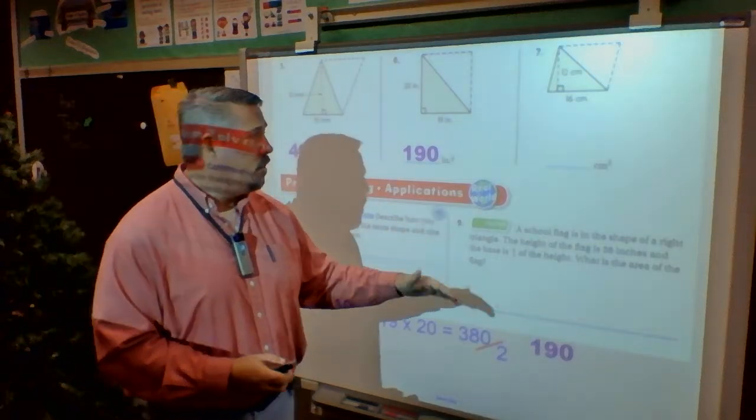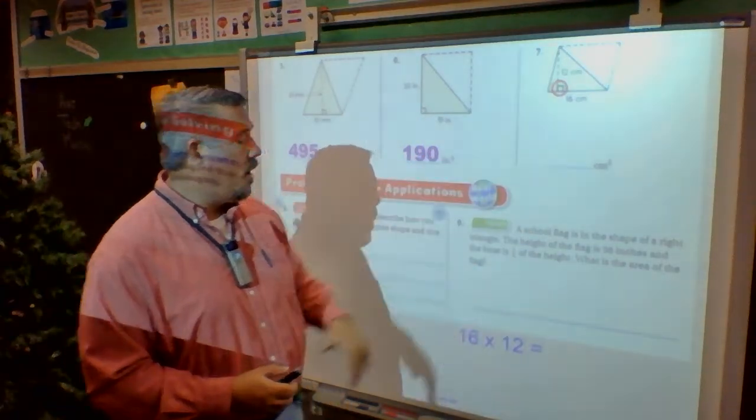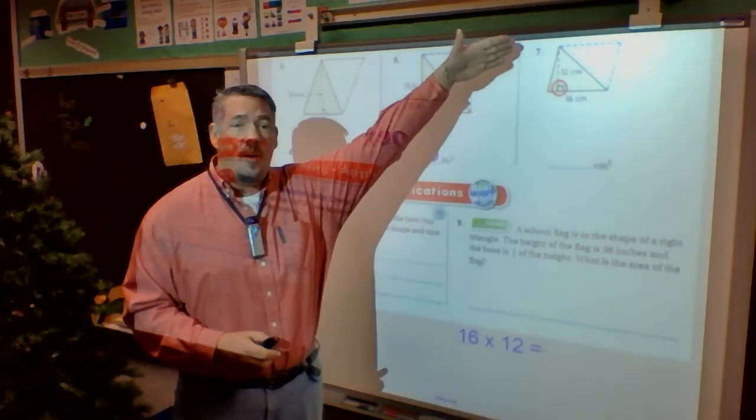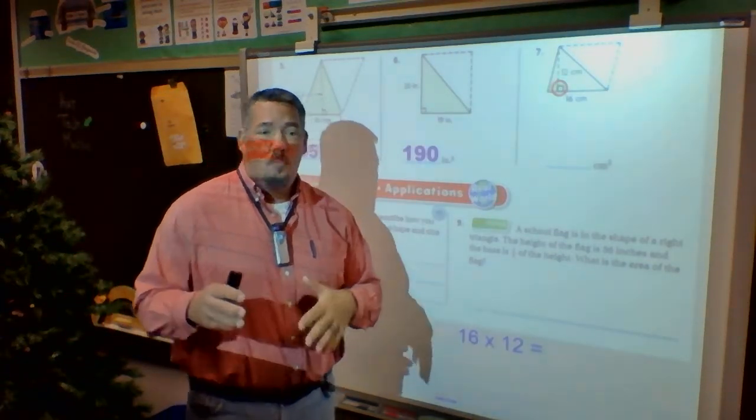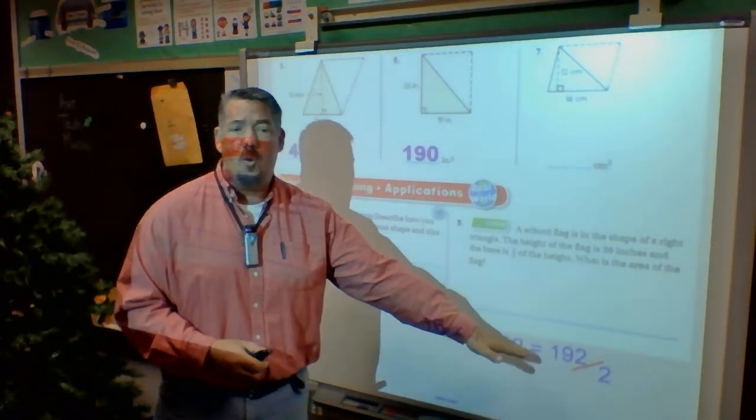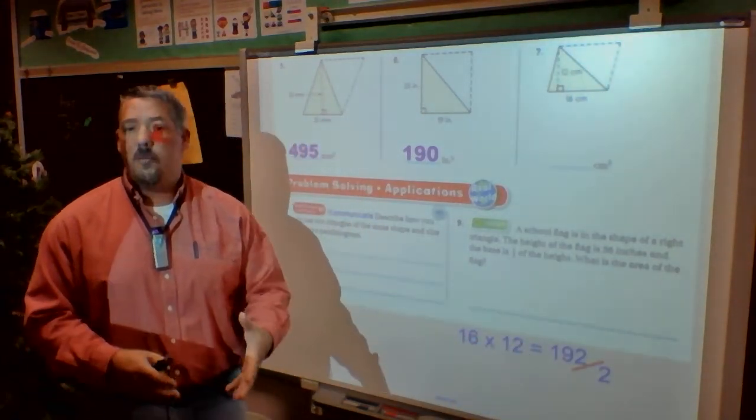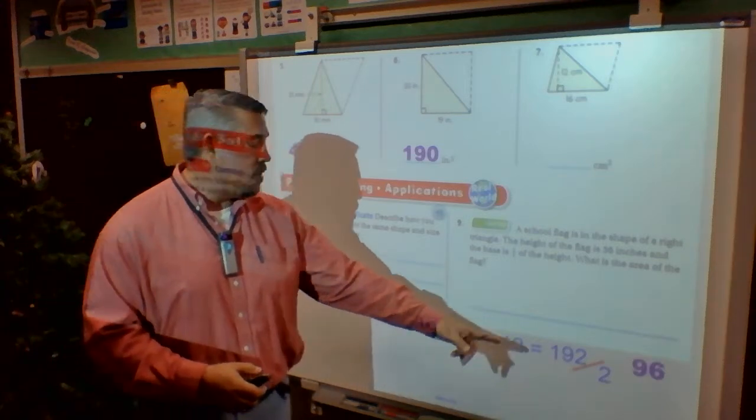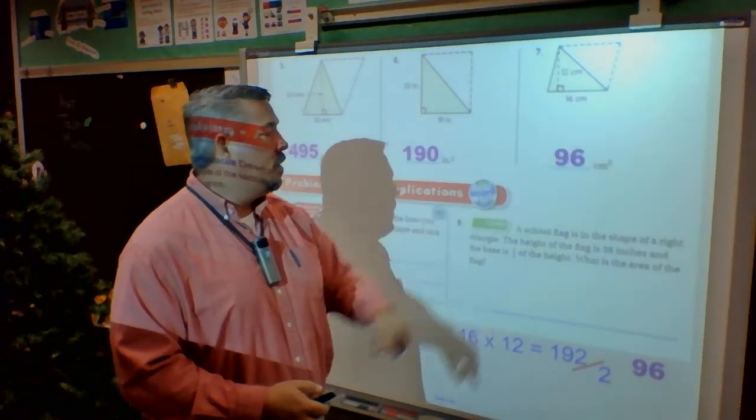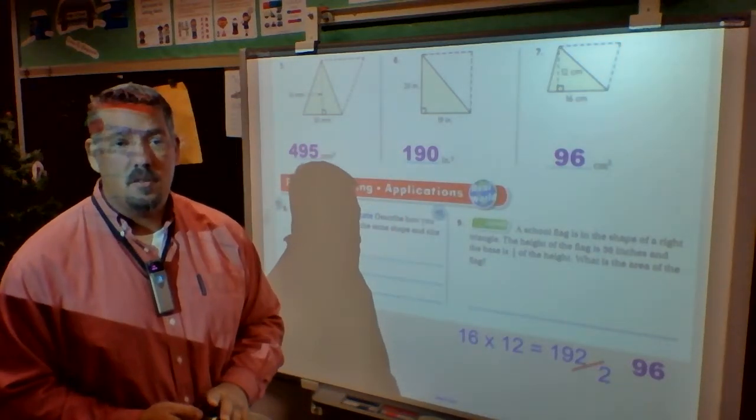And then on number 7, once again, I start where my right angle is. My right angle tells me I have a base of 16, have a height of 12. Base times height divided by 2 tells me to multiply those two together for 192. Divided by 2 then, I know that I have a measurement of 96. 96 what? 96 square centimeters.